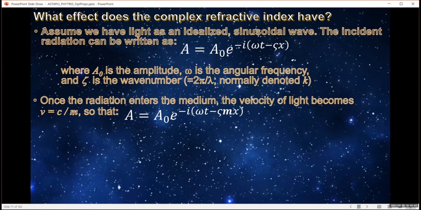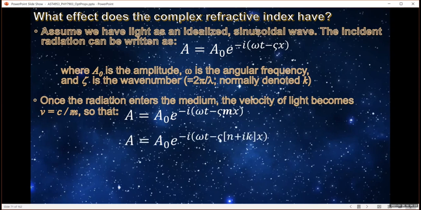We've got this plane wave, this simple wave. As the light enters a medium, the velocity of light is affected by the medium, and so the speed changes by the refractive index. So the speed v is given by the speed of light in vacuum divided by the complex refractive index. If we put that into our wave equation, we now have A equals A0 times e to the minus i (omega t minus zeta m x), where m here is our complex refractive index.